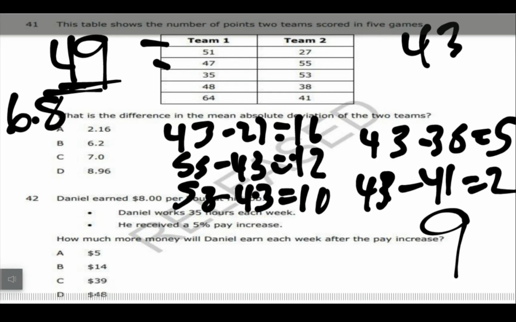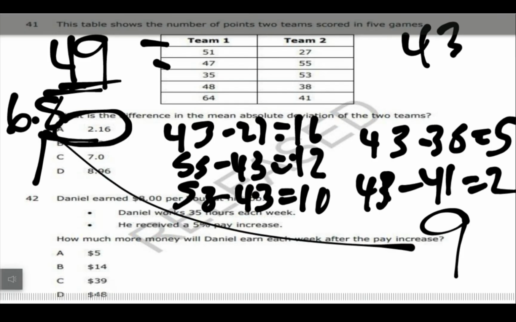So the difference between those two is about 2.2, right, which is closest to A. So it would be A for that one.